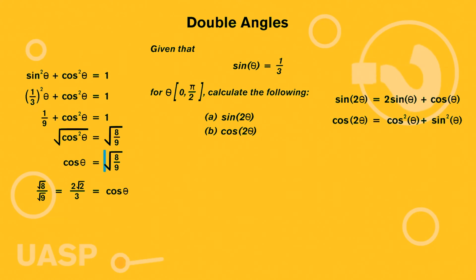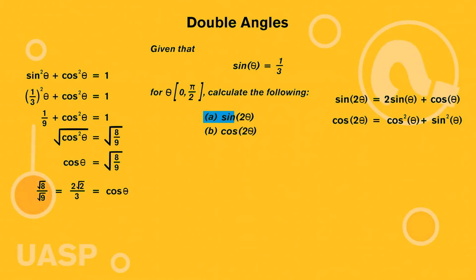Just to simplify it and make it a little bit easier going forward, we can break down the square root of 8/9 to be the square root of 8 divided by the square root of 9. These two are equal to each other. So from there, we know the square root of 9 is 3, right? And then the square root of 8 can break down to 2 root 2, right? So this is going to be what our cosine equals.